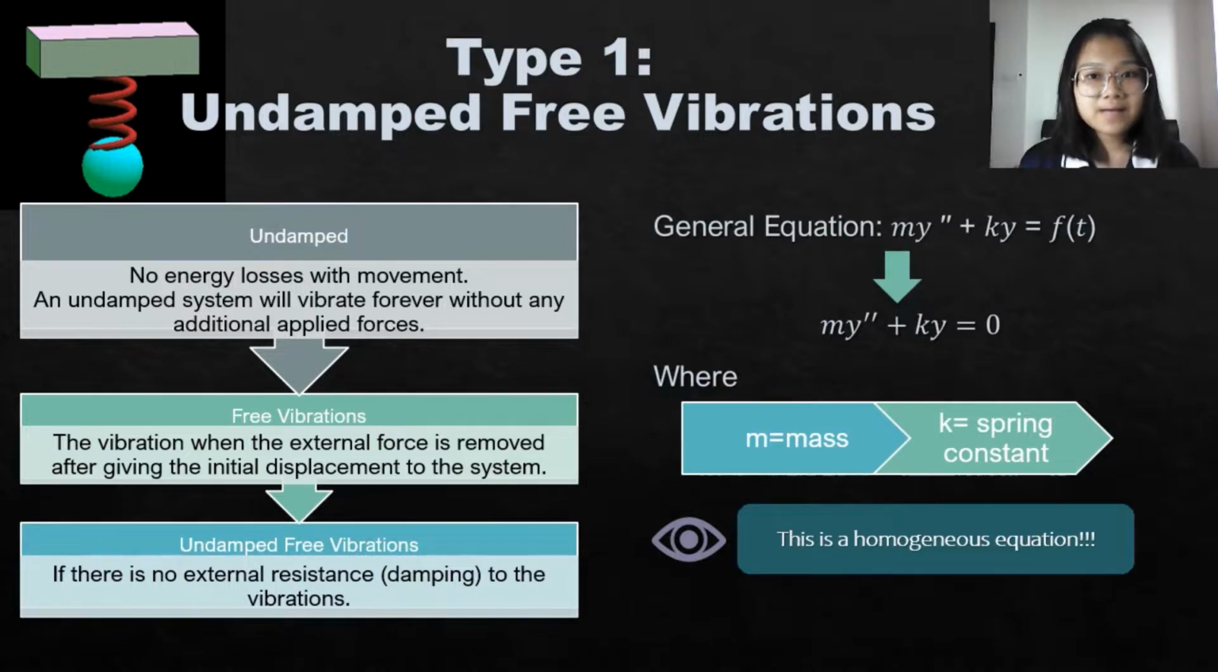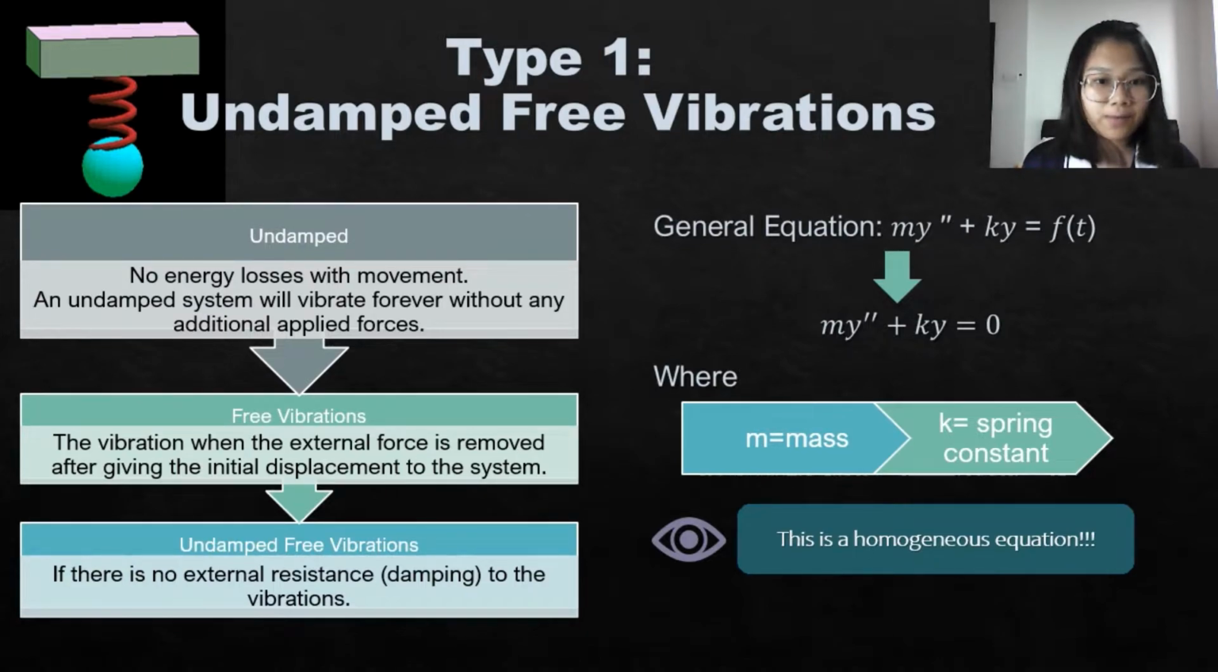Now I will cover type 1, which is undamped free vibrations. I will start by explaining the meaning. Undamped means that no energy is lost with the movement. So an undamped system will vibrate forever without any additional applied force. Now let's move on to free vibrations.